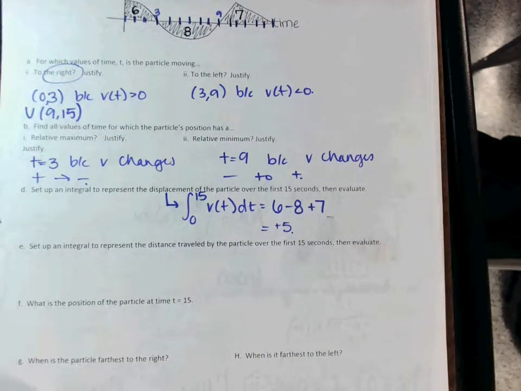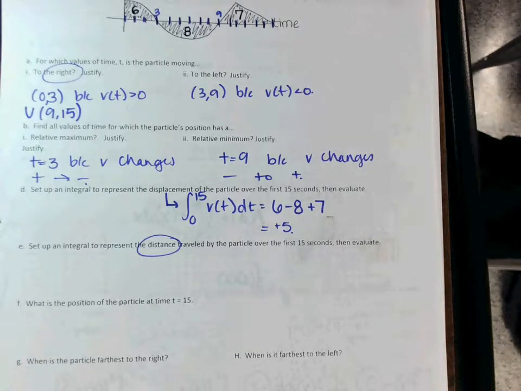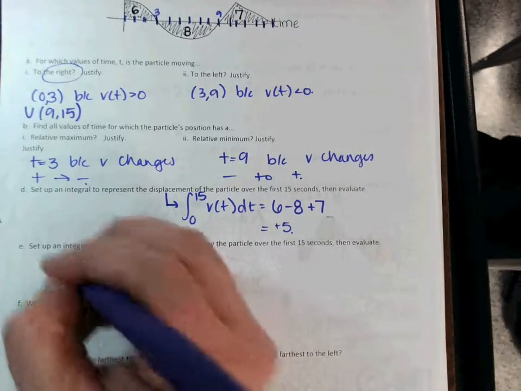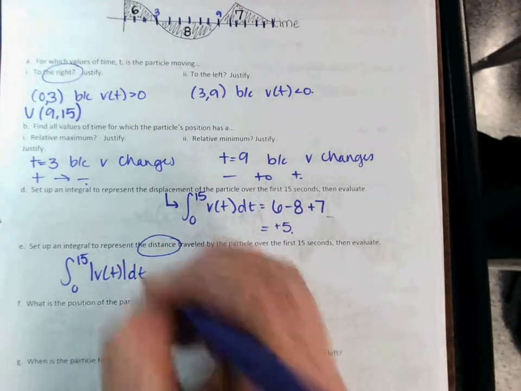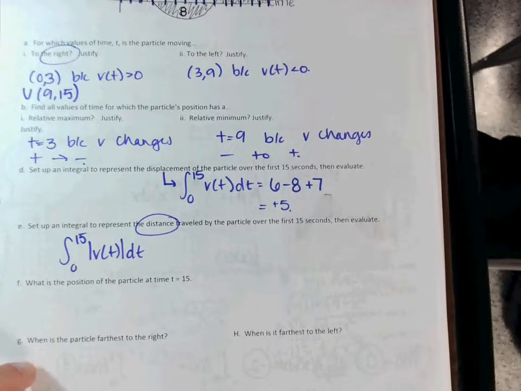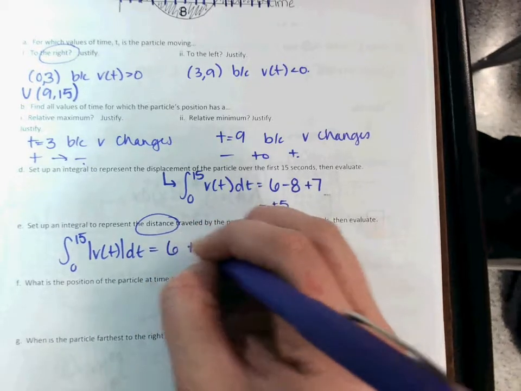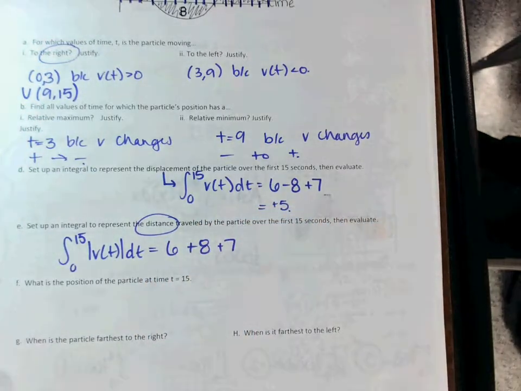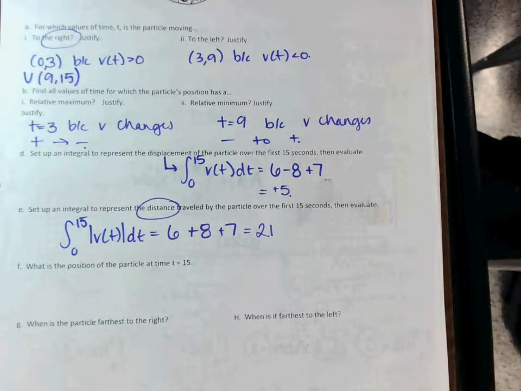Part E says to find the distance traveled. Distance is always positive, so you edit your integral with what? Absolute value bars. And so instead of allowing my minus 8 to be negative, I would turn it to a plus. So 6 plus 8 plus 7. That comes out to be 21.